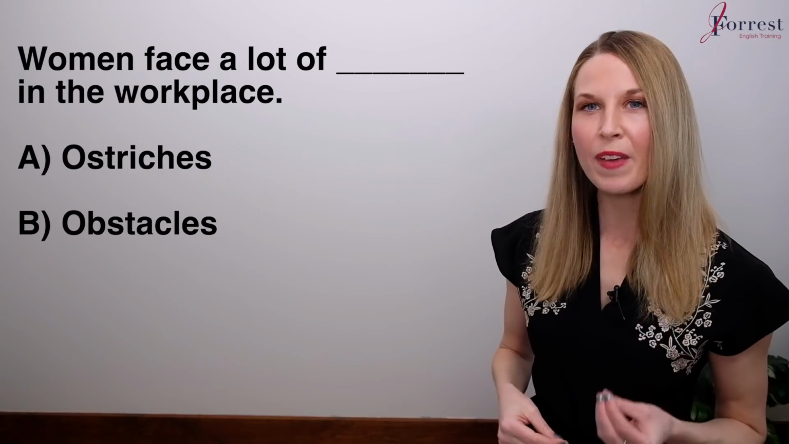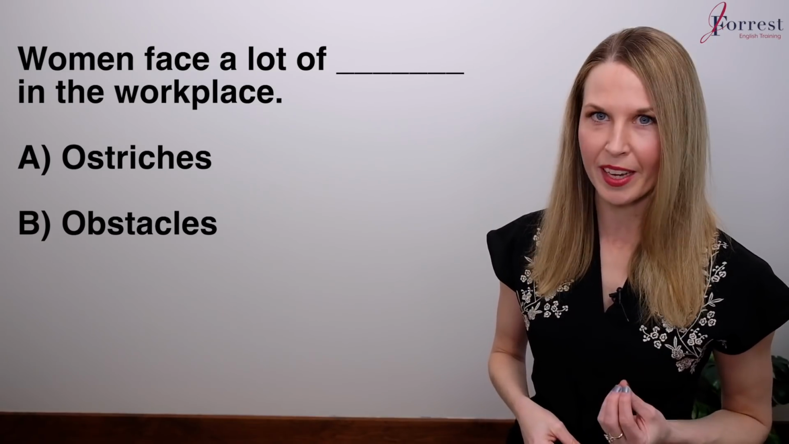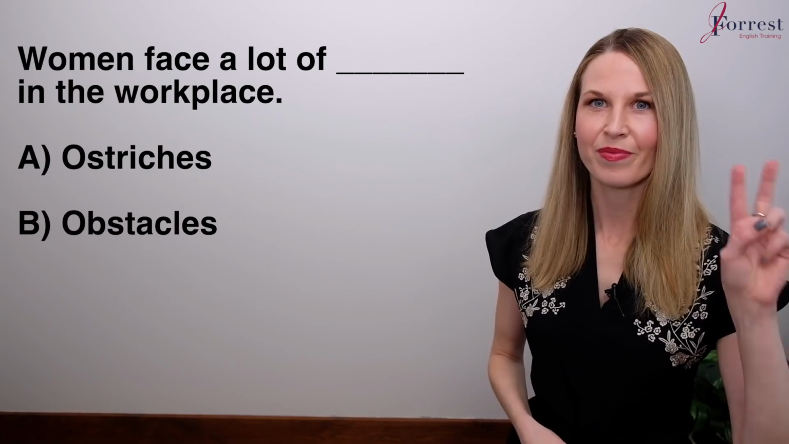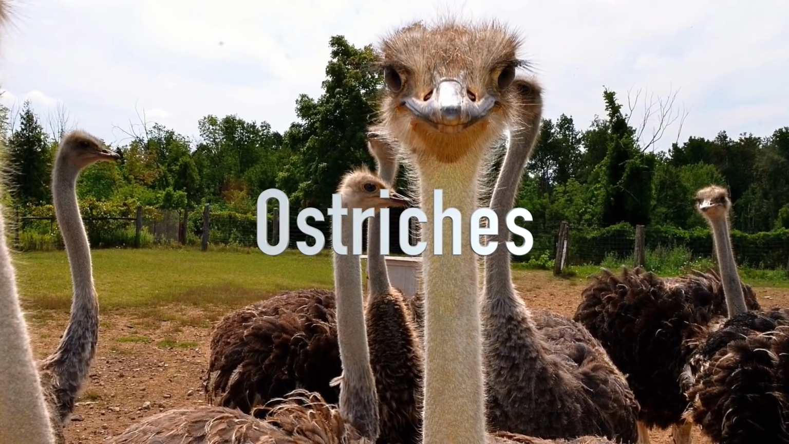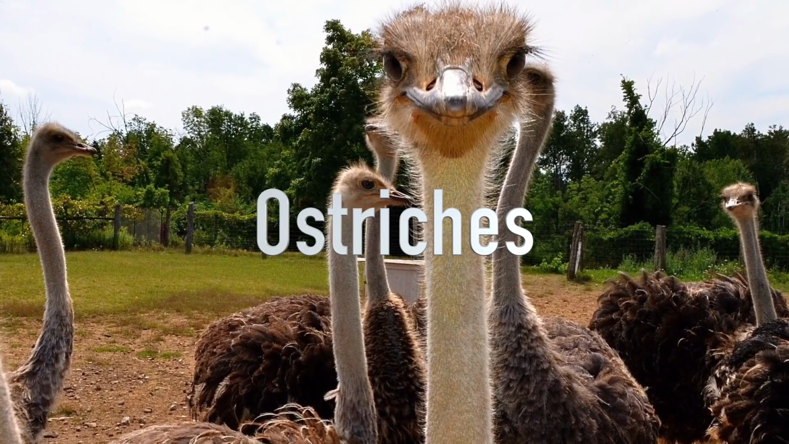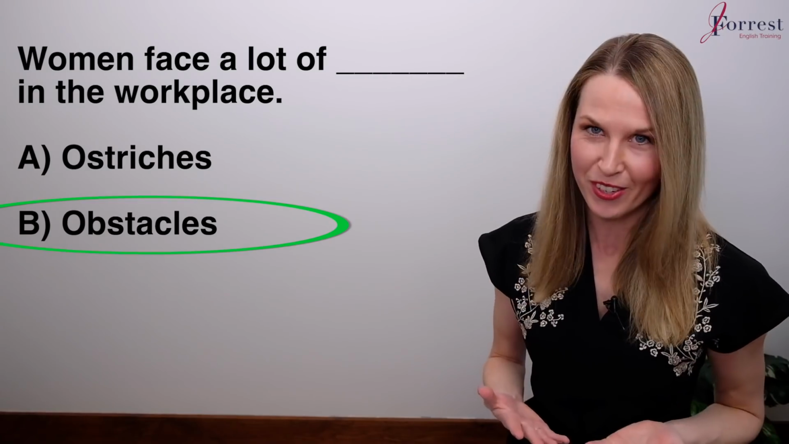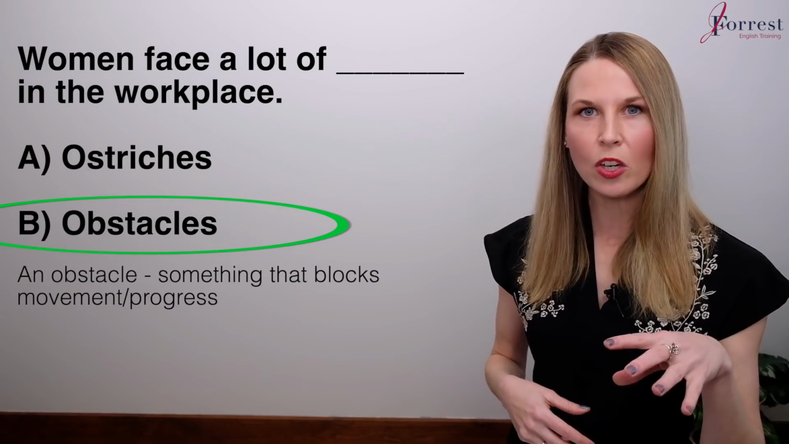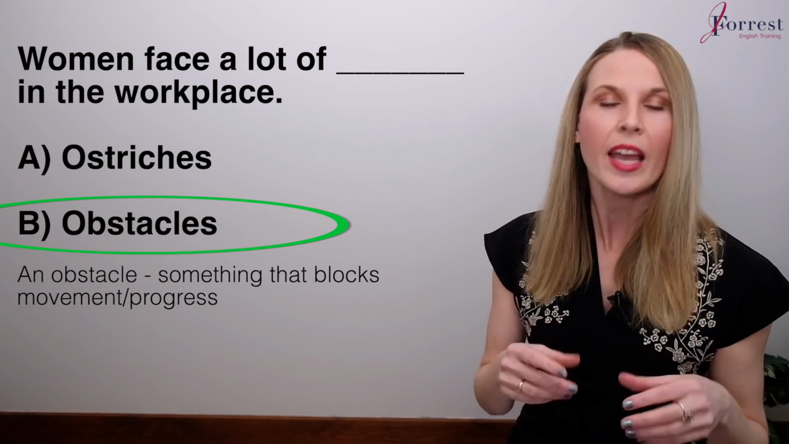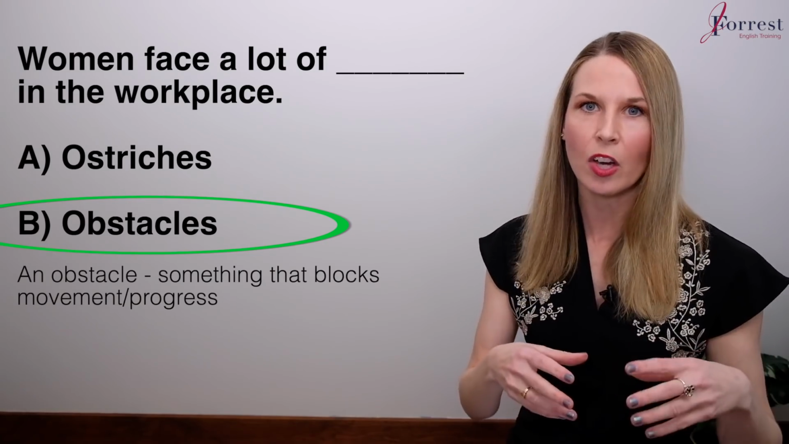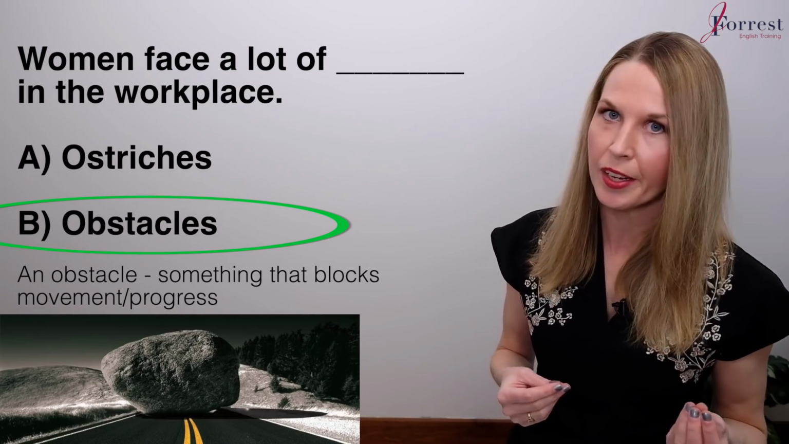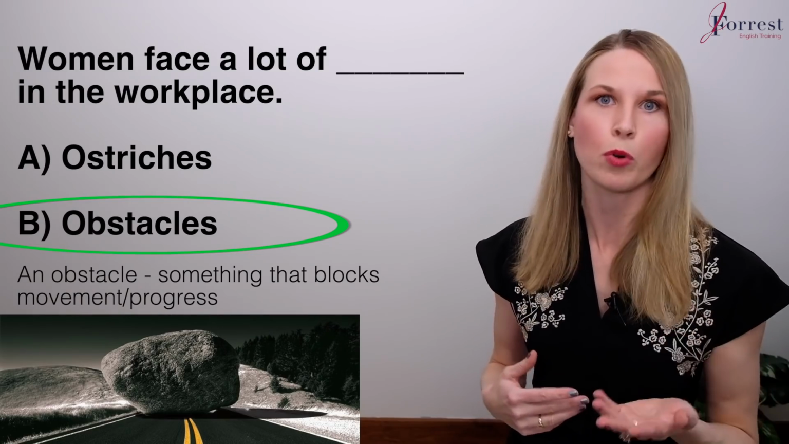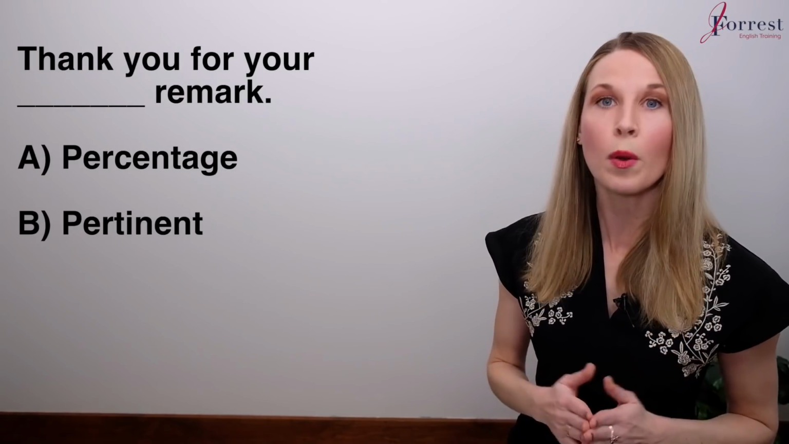Number 10, women face a lot of blank in the workplace. A or B? Well, ostrich is a bird, so women don't face a lot of ostriches in the workplace. They face a lot of obstacles. An obstacle is something that blocks you, and it can be something physical like a roadblock, or it can be something non-physical like discrimination. So it's something that blocks you from making progress. That's an obstacle.